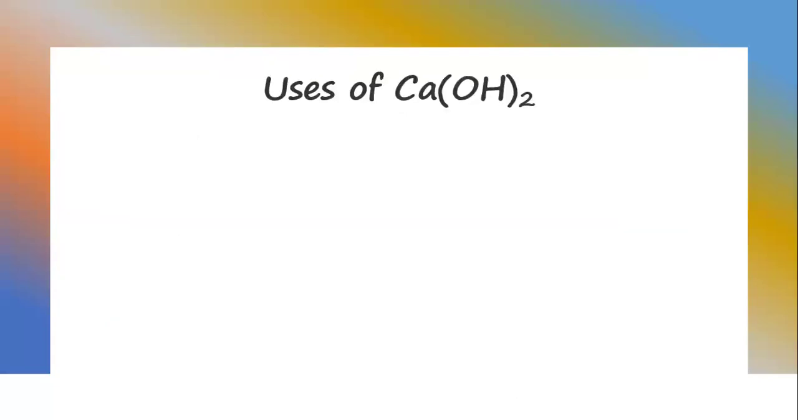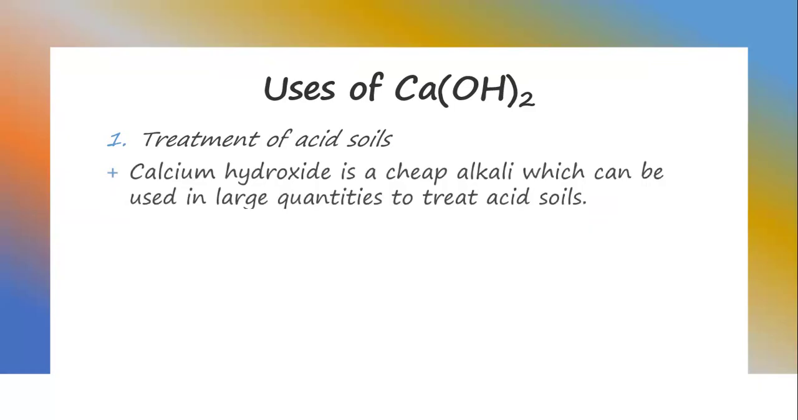Let's see the uses of calcium hydroxide. The following are just some of them. The first one is the treatment of acid soils. Calcium hydroxide is a cheap alkali, which can be used in large quantities to treat acid soils, specifically for those who want to grow various crops. There are some areas that can have very acidic soil. So calcium hydroxide is used to neutralize these acid soils.